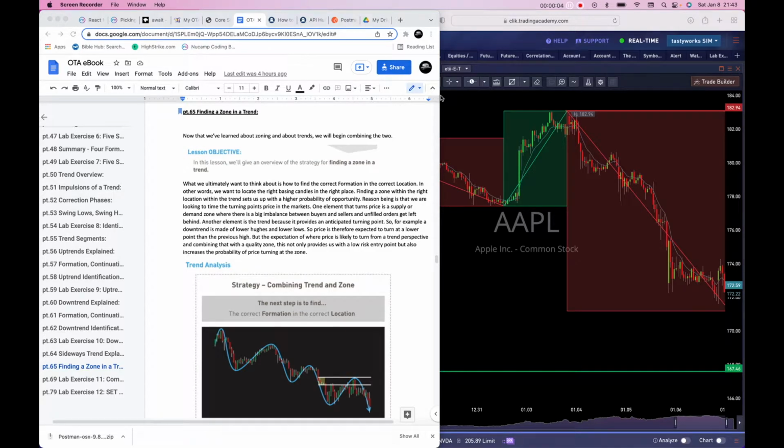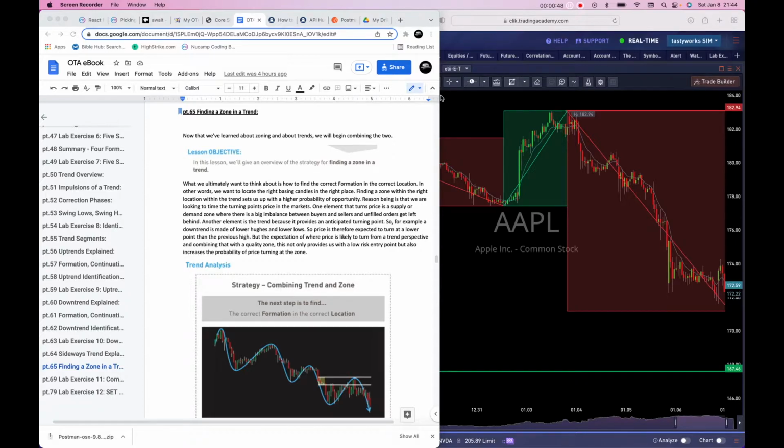Now that we've learned about zoning and about trends, we will begin combining the two. In this lesson, we'll give an overview of the strategy for finding a zone within a trend. What we ultimately want to think about is how to find the correct formation in the correct location. In other words, we want to locate the right basing candles in the right place. Finding a zone within the right location within the trend sets us up with a higher probability of opportunity.